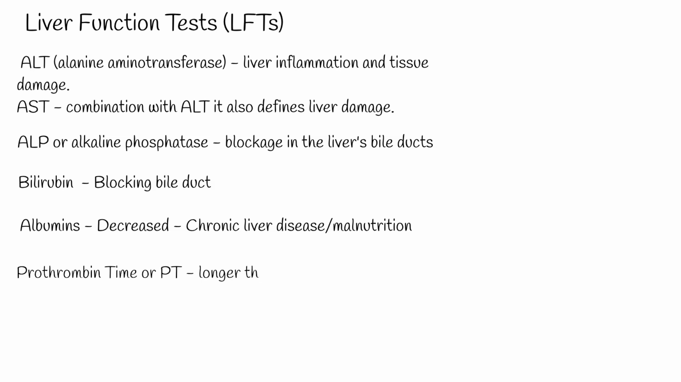Another important test is the prothrombin time, or PT. This checks how fast our blood clots. Why does this involve the liver? The liver makes substances that help our blood clot. If prothrombin time is longer than usual, it might mean the liver isn't making enough of these substances. It's also a sign of liver disease.